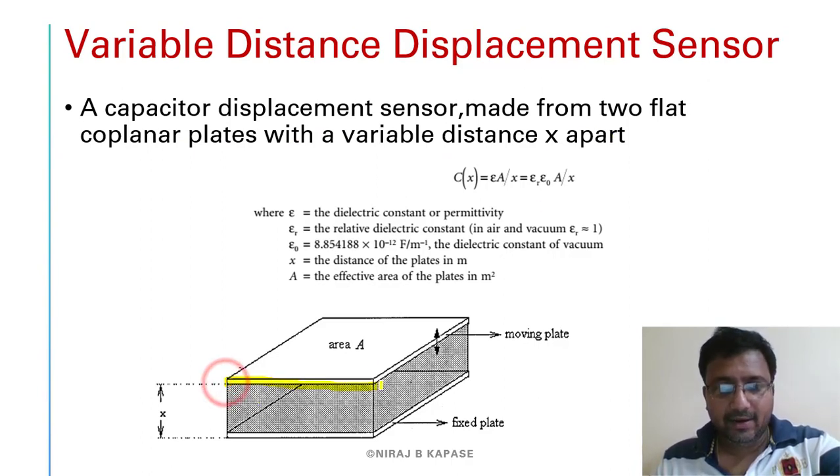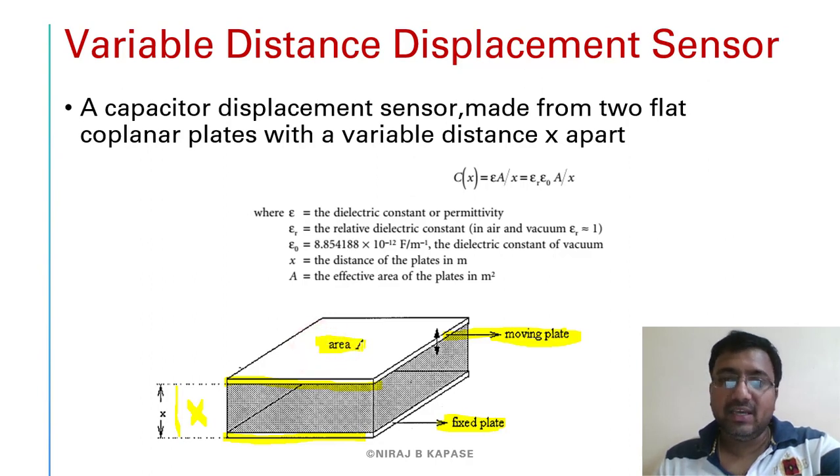One plate is here and another plate is here. So these are separated by a distance of x. So here it is the x distance. It is the separation distance. And this plate is a moving plate. So the top plate is a moving plate and the bottom plate is a fixed plate, and both the plates have the area of A.